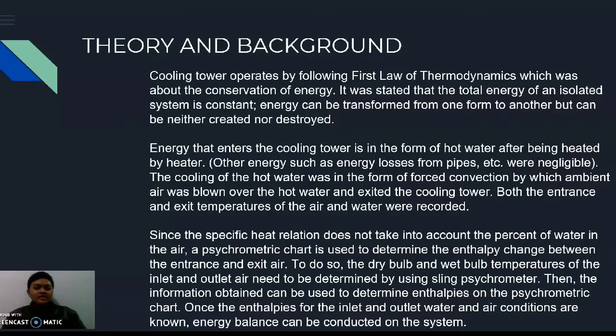Both the entrance and exit temperatures of the air and water were recorded. Since the specific heat relation does not take into account the percentage of water in the air, a psychrometric chart is used to determine the enthalpy change between the entrance and exit air. To do so, the dry bulb and wet bulb temperatures of the inlet and outlet air need to be determined by using a sling psychrometer. Then, the information obtained can be used to determine the enthalpies on the psychrometric chart. Once the enthalpies have been obtained, an energy balance can be conducted on the system.